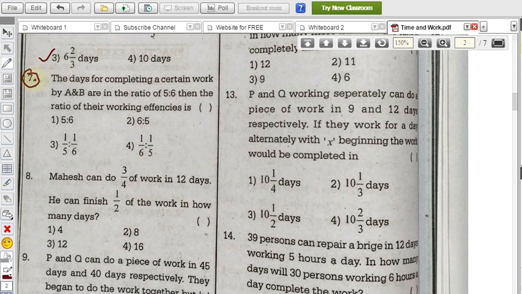Next one: the days for completing a certain work by A and B are in the ratio 5:6, then the ratio of their working efficiency is 6:5, because working efficiency is inversely proportional to the time. A and B complete the work in 5 to 6 days. Their working efficiency is 6:5. 5:6 inversely proportional is 6:5. So direct answer. Always work is inversely proportional to time.